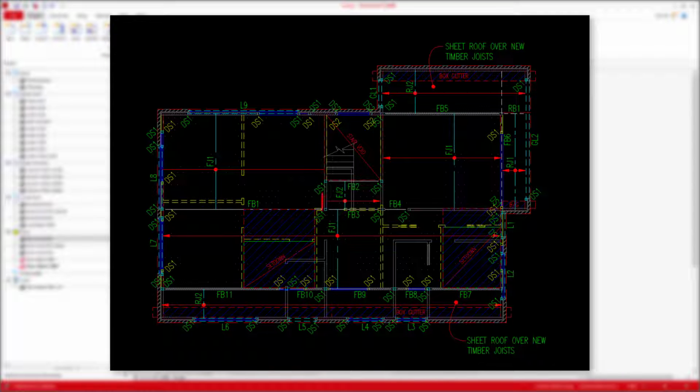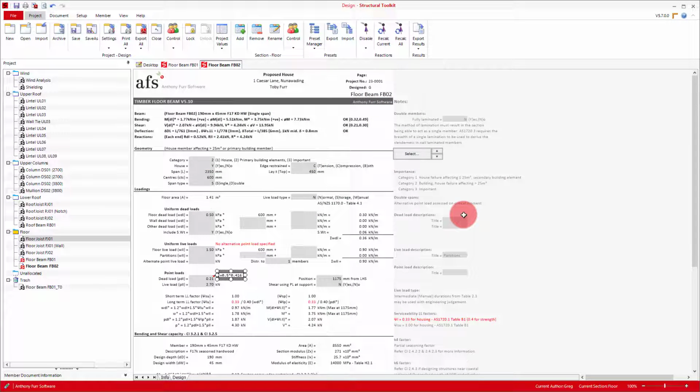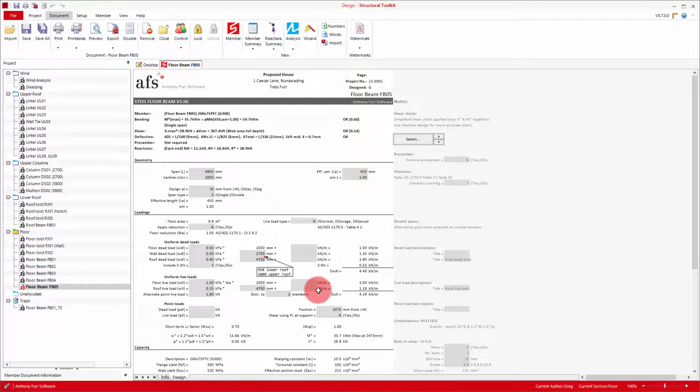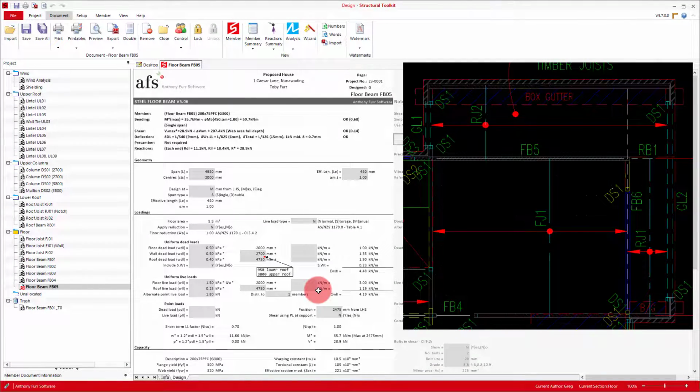So for our next beams, FB3 and 4, they are similar to our FB1 design, so we'll skip past those. FB5 is also similar, but has a few extra loads on it that will be worthwhile to look at. So we'll skip to the point where its design is complete and have a look. Here is our completed FB5 beam design.